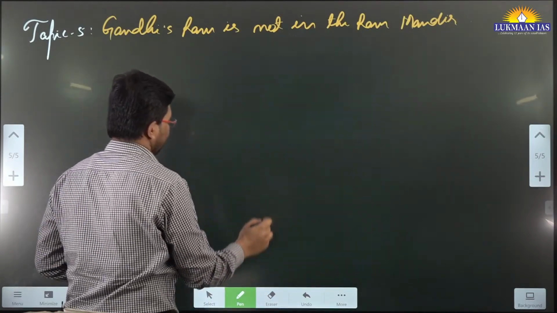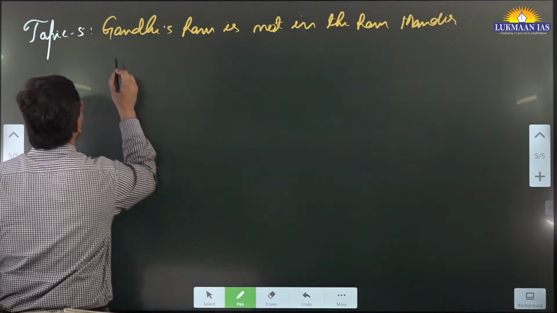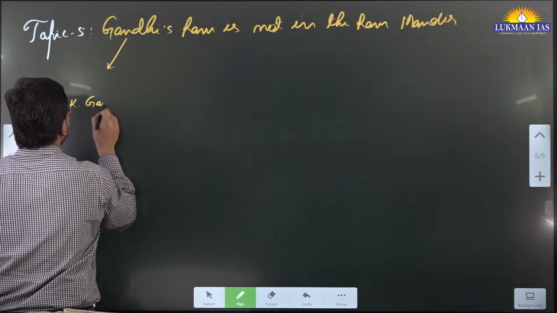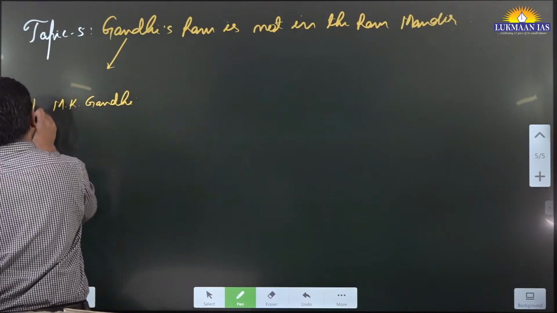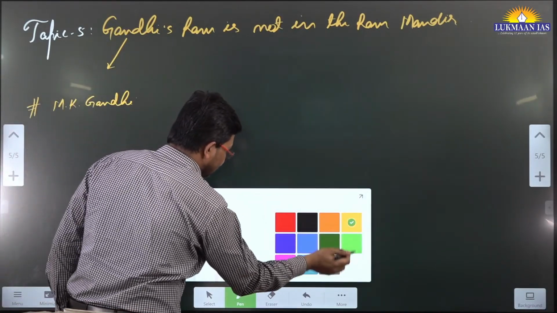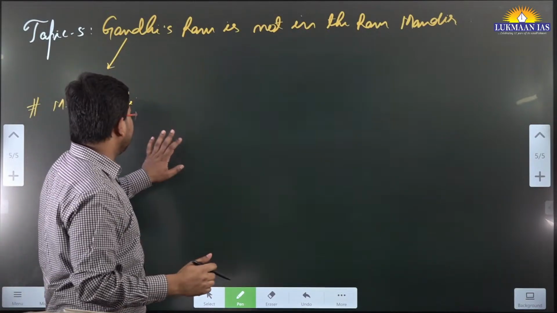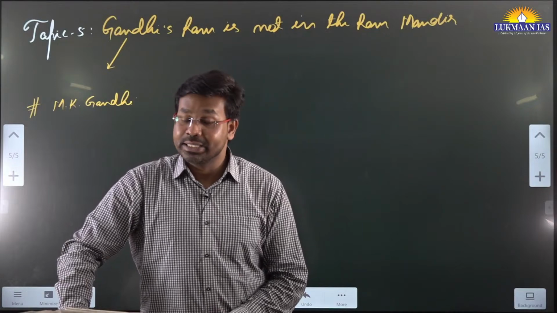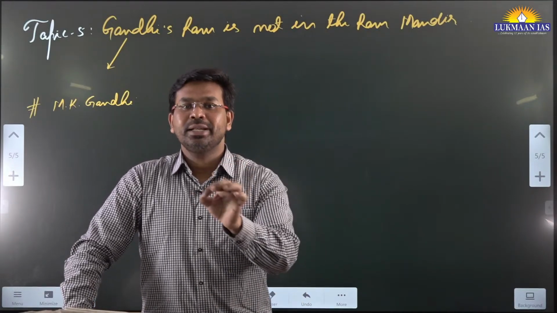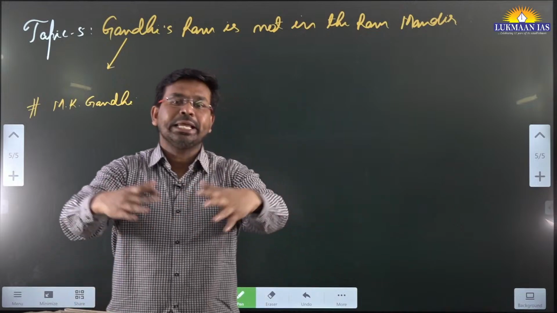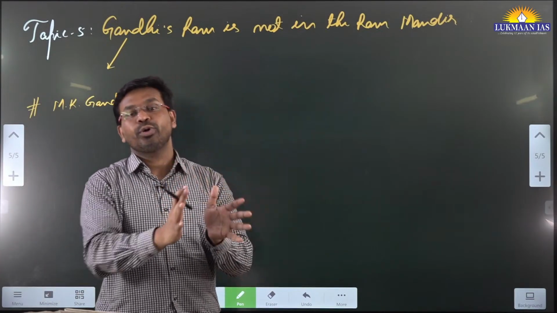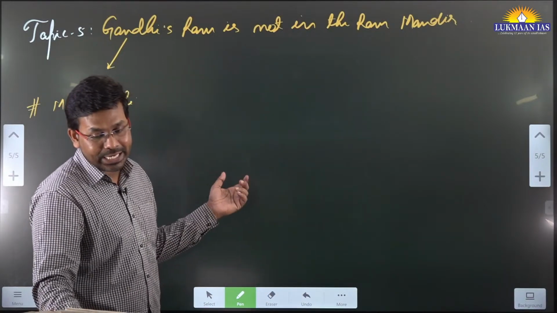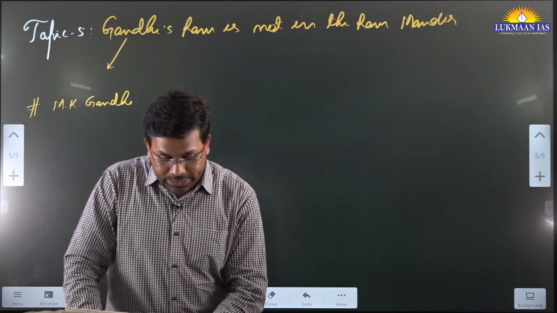All right. So when we are talking about Gandhi, we are talking about Mohandas Karamchand Gandhi. He is revered as the father of the nation. So why is Mohandas Karamchand Gandhi very important? Because he played a very crucial role in bringing people together to fight against the colonial power, to fight against the Britishers. And in this article, the author is saying that Gandhi's Ram is not in the Ram Mandir. Why is the author saying this?